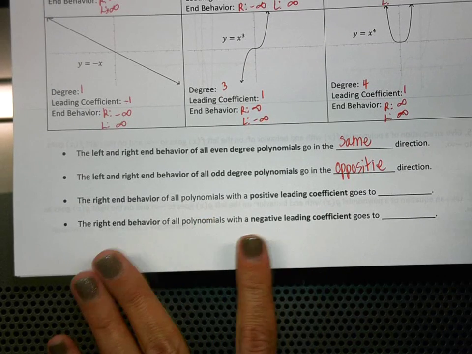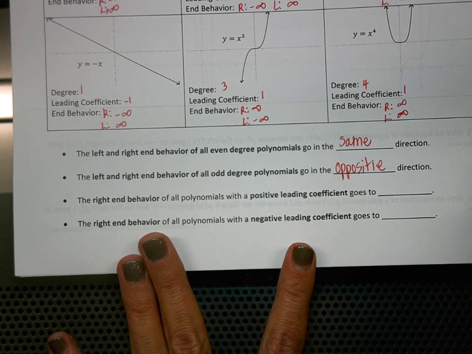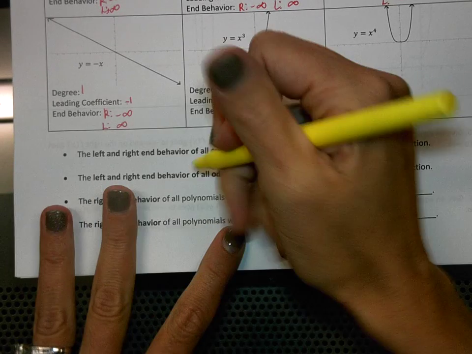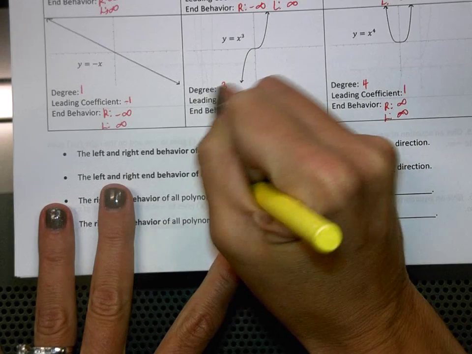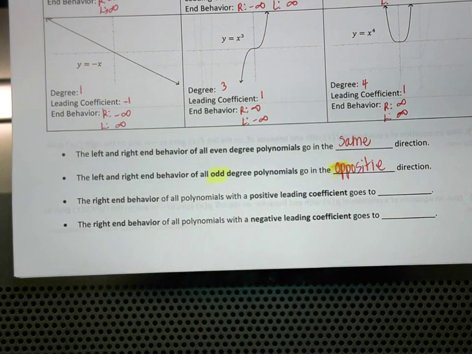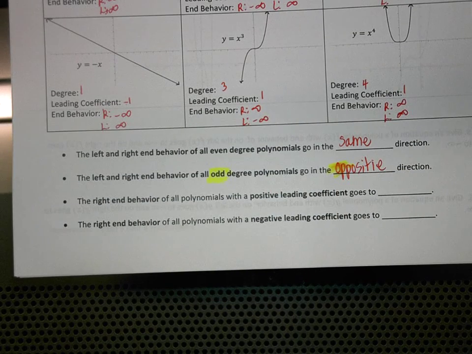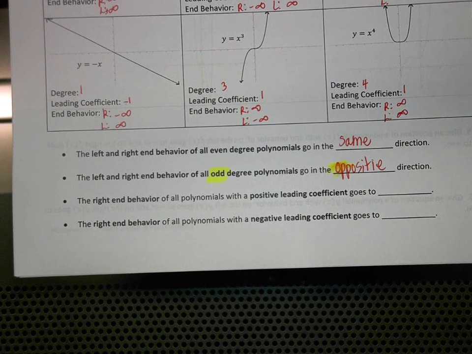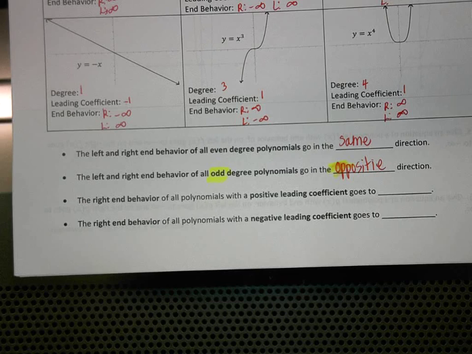Now, I remember the odd one is the easiest for me to remember because odd starts with O and opposite starts with O. So anytime it's an odd degree, I know it's going to be opposite. And then I know that evens, because odd is opposite, evens are the ones that go in the same direction. Okay, so odd, opposite. What? Evens level out evenly, go the same direction. Good.